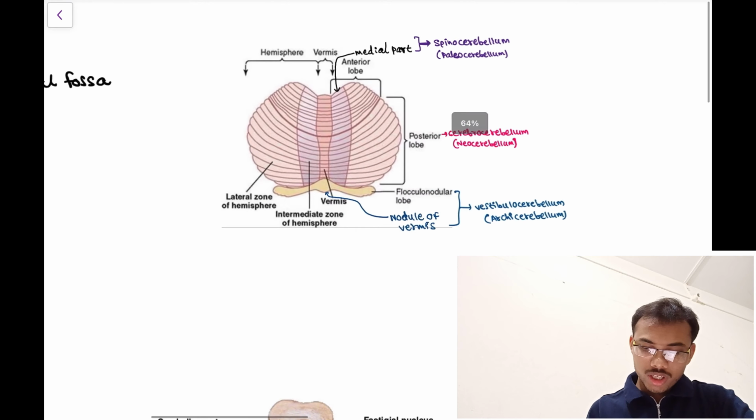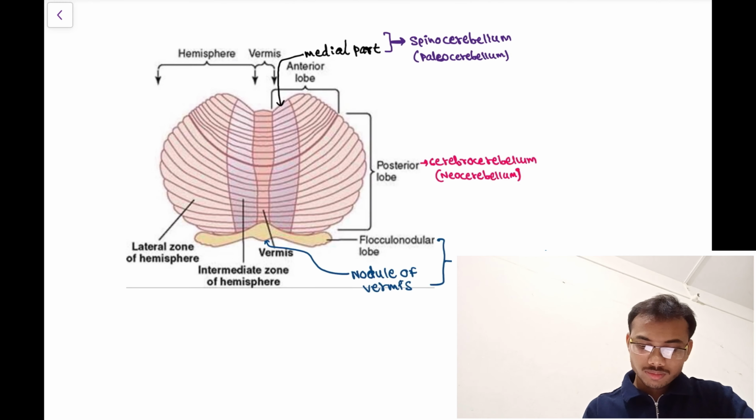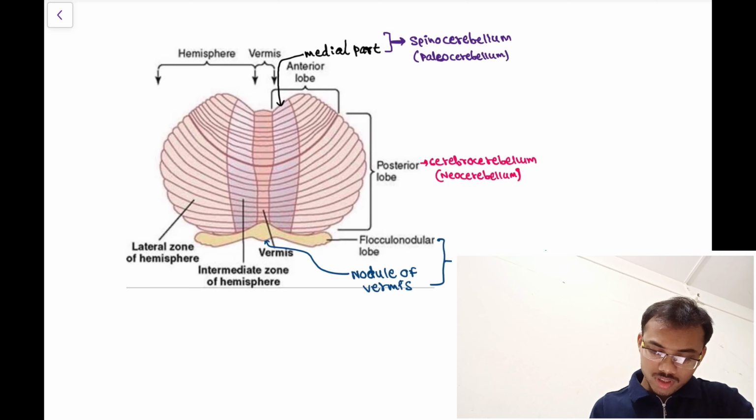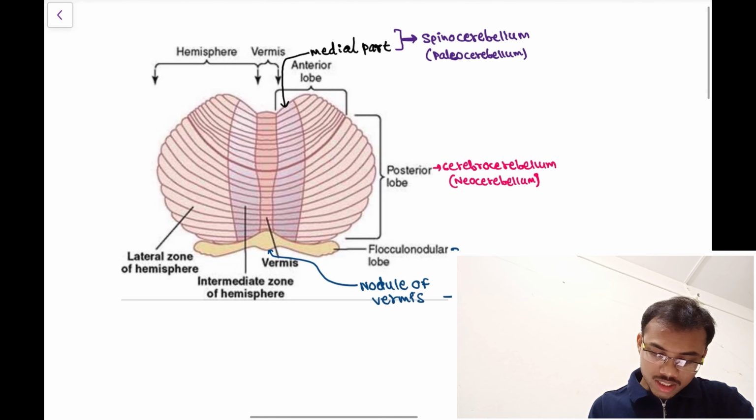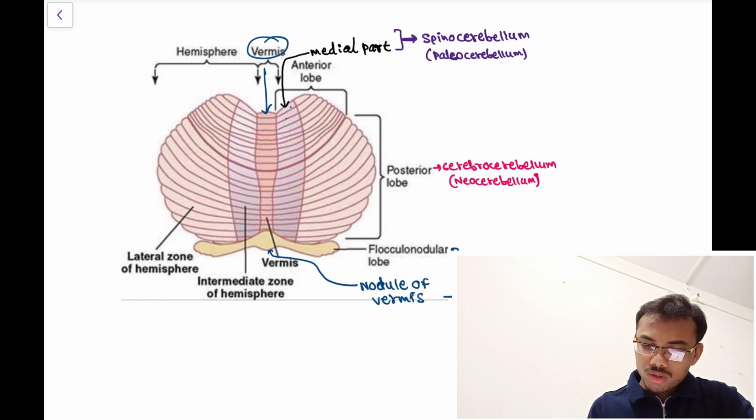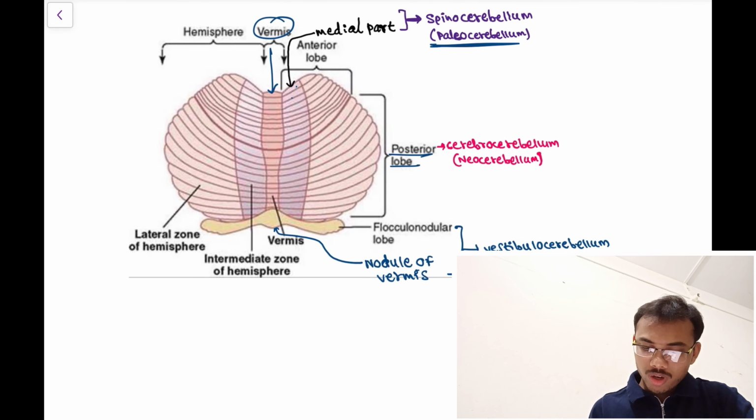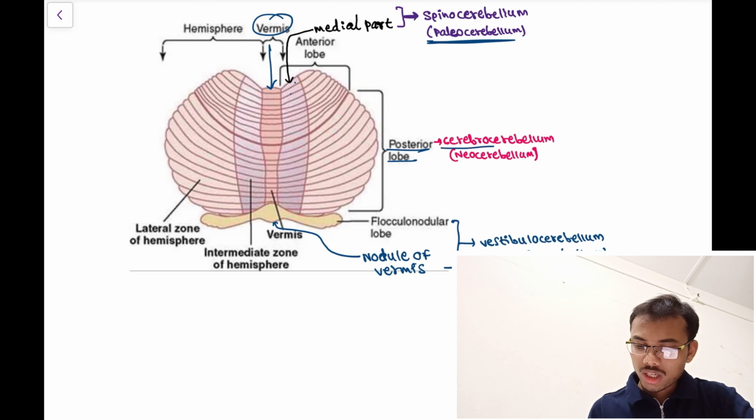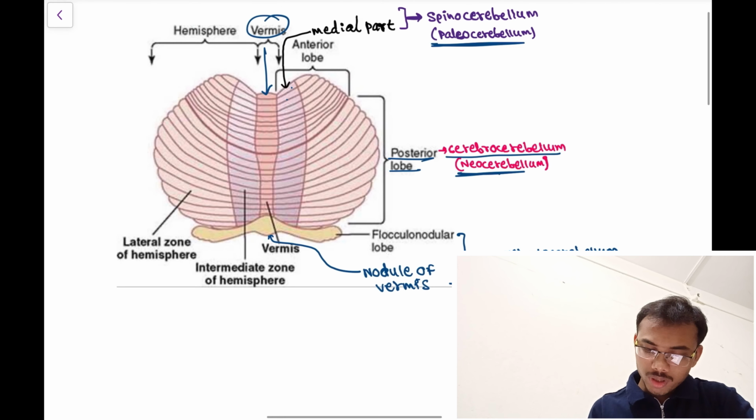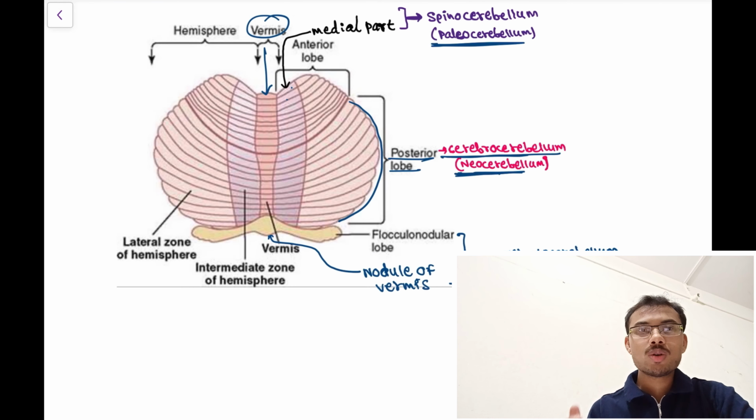And now here again are the parts of the cerebellum. This one is the central part, that is the vermis, and the medial part of the hemisphere. These two include the spinocerebellum, also known as paleocerebellum. Then this posterior lobe, as we have already seen, is known as cerebrocerebellum or neocerebellum, the newest one. This is the lateral part of the cerebellar hemisphere, so the lateral part of the cerebellar hemisphere is the cerebrocerebellum, also known as neocerebellum.